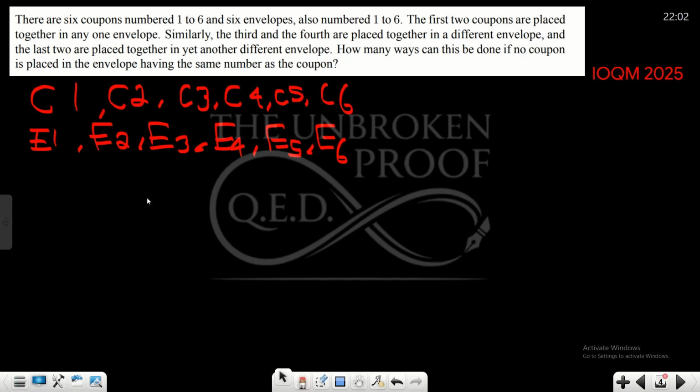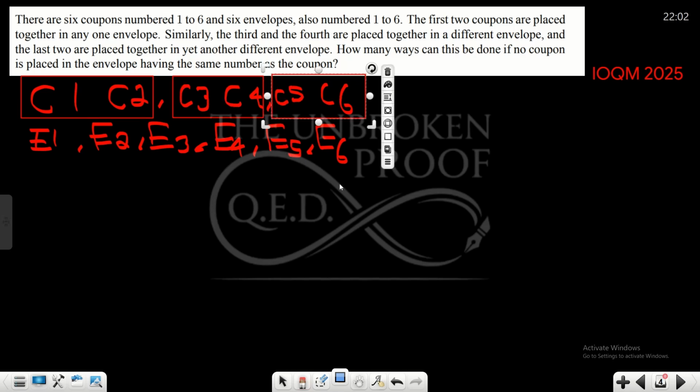The question is saying that they are placing the first 2 coupons in one envelope. So if I box the first 2 coupons, it is going to be like this. Next 2 coupons and the last 2 coupons in another box. C3, C4 in one and C5, C6 in another one. Now they are saying that the first box should be placed in one envelope, the second box in another envelope, and the third one in another envelope.